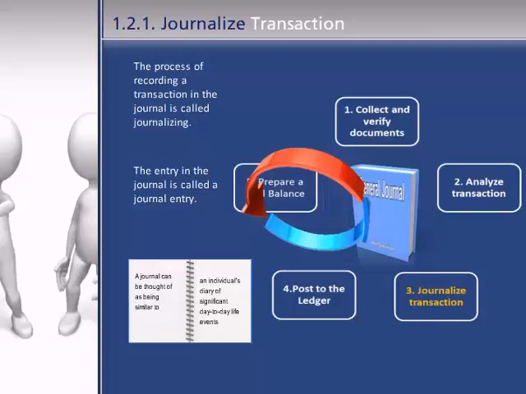Keeping a journal can be compared to keeping a diary in which all important events are written. A journal is the only place where complete details of a transaction, including both the debit and credit parts, are recorded. The journal is sometimes called the book of original entry because it is where transactions are first entered in the accounting system. The process of recording a transaction in the journal is called journalizing. The entry in the journal is called a journal entry.